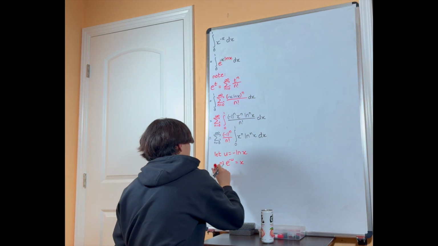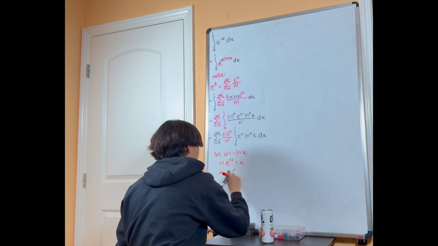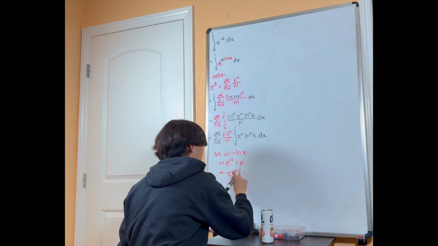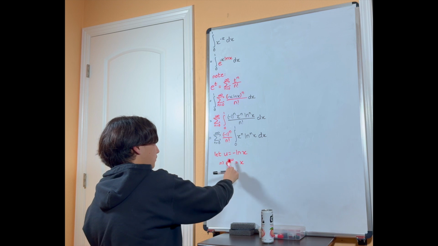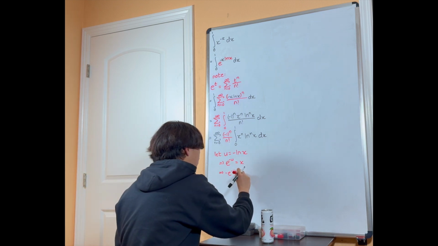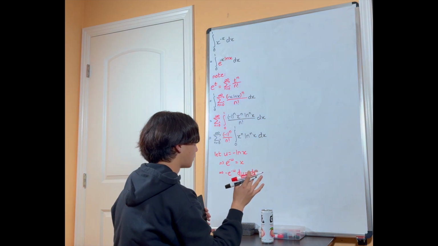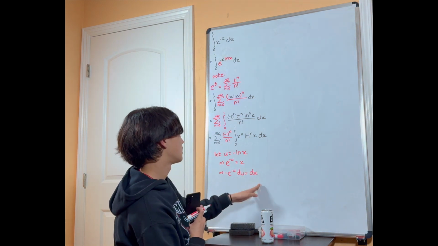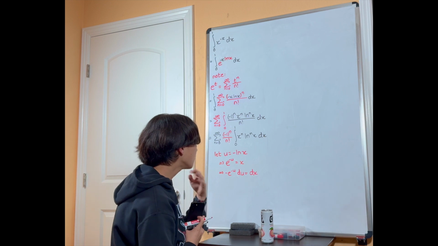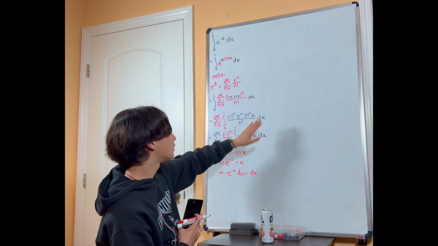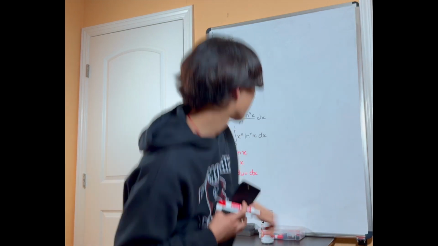So let's just differentiate both sides. Differentiating the left-hand side, you get negative e to the negative u. And then you also need to do chain rule, so the derivative of u is du. And on the right-hand side, the derivative of x is 1, and then chain rule, multiply on the dx. All right, we're limited for room down here, so I'm going to take it up there.